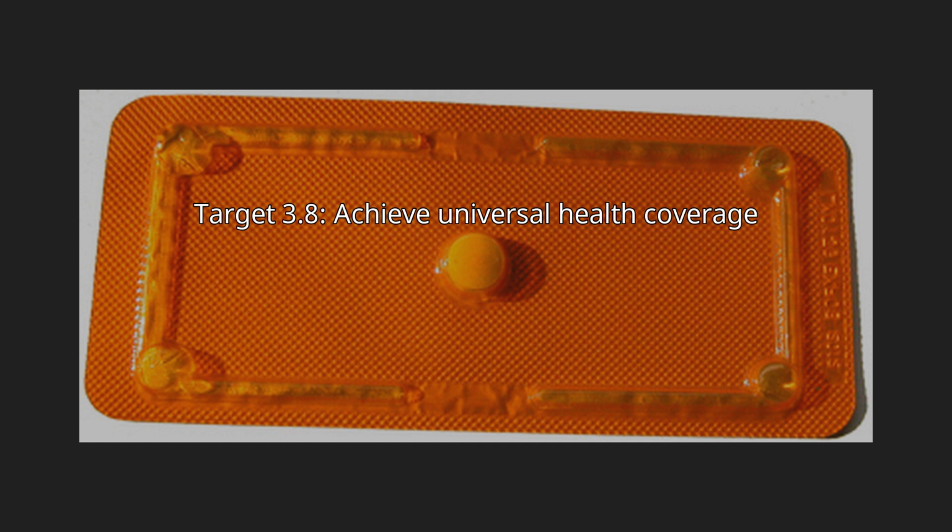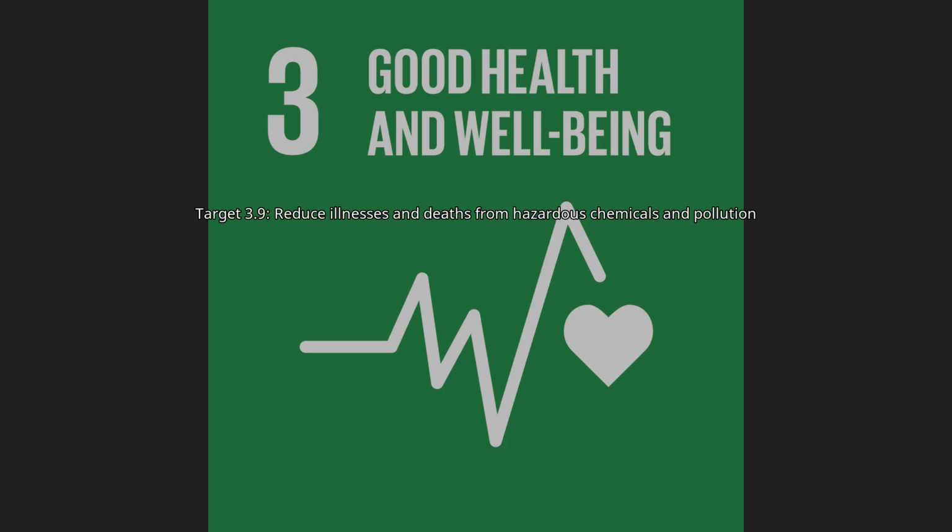Target 3.9. Reduce illnesses and deaths from hazardous chemicals and pollution. The full text of Target 3.9 is, by 2030, substantially reduce the number of deaths and illnesses from hazardous chemicals and air, water, and soil pollution and contamination.